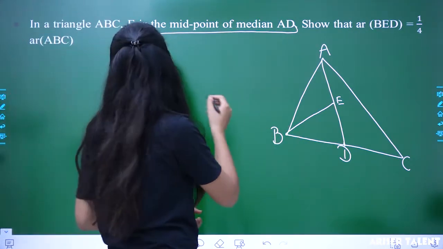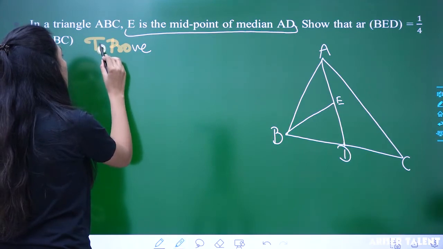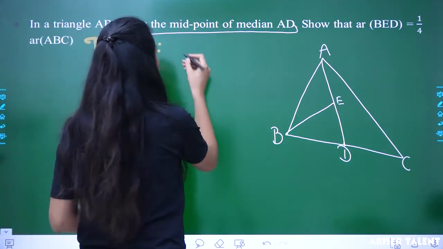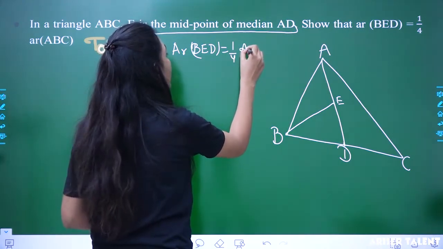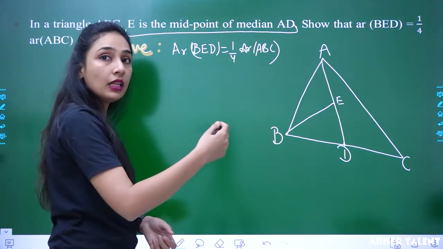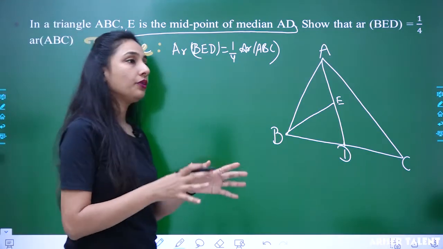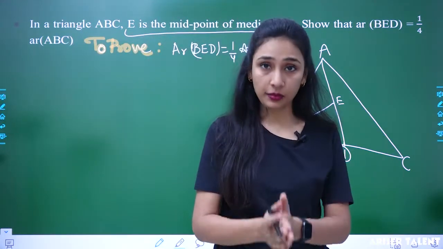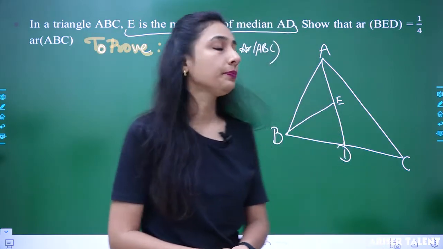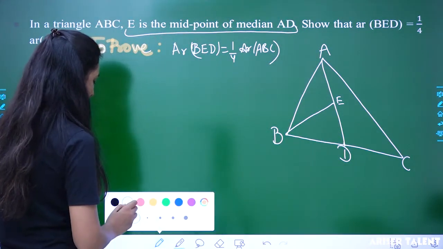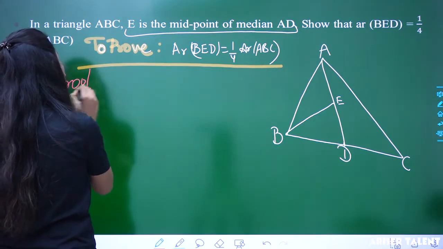Now we have to prove that BED. What we have to prove? We have to prove that area BED is equal to 1/4 of area ABC. ABC is the complete triangle, and the area BED is this triangle. Okay, so now we are going to take the same concept here, that if we are having any median, this median is going to divide this triangle into two equal areas. Okay, got it? Okay, now proof. We don't need any construction here.